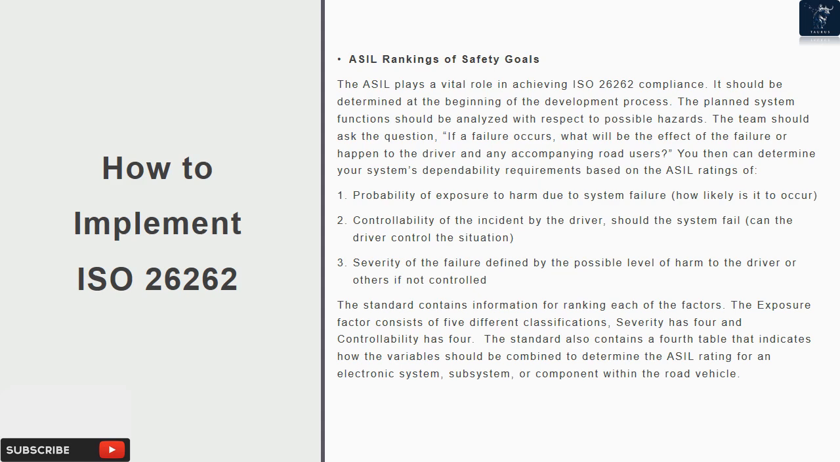You then can determine your system's dependability requirements based on the ASIL ratings of probability of exposure to harm due to system failure: how likely is it to occur? And controllability of the incident by the driver: should the system fail, can the driver control the situation?